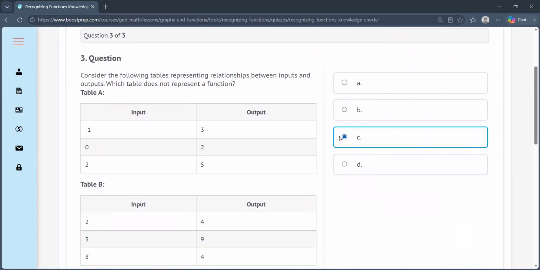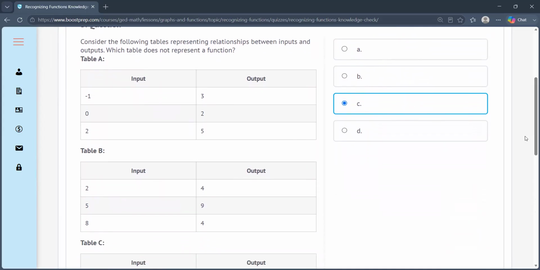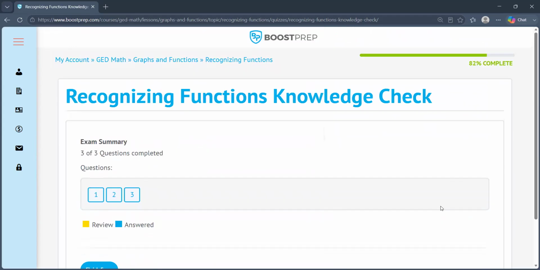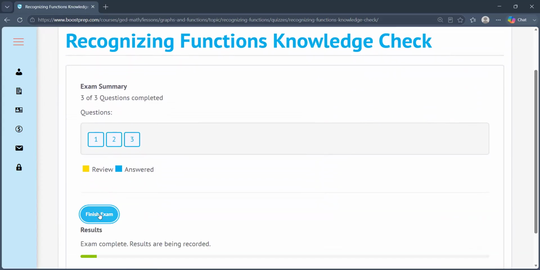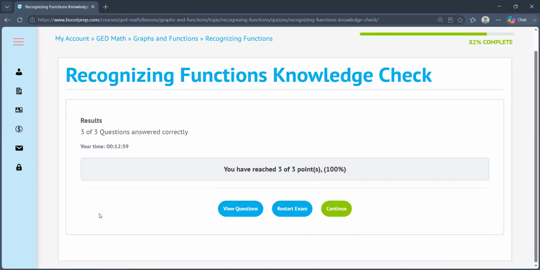Yep, letter C. Okay, good. So now you have a better understanding of what a function is, input and output, and how to determine if it's a function if you're given coordinates or if you are given a graph. Okay, so I'm going to stop here. Let me check my work. Okay, perfect. We got a perfect score, so I'm going to stop here.